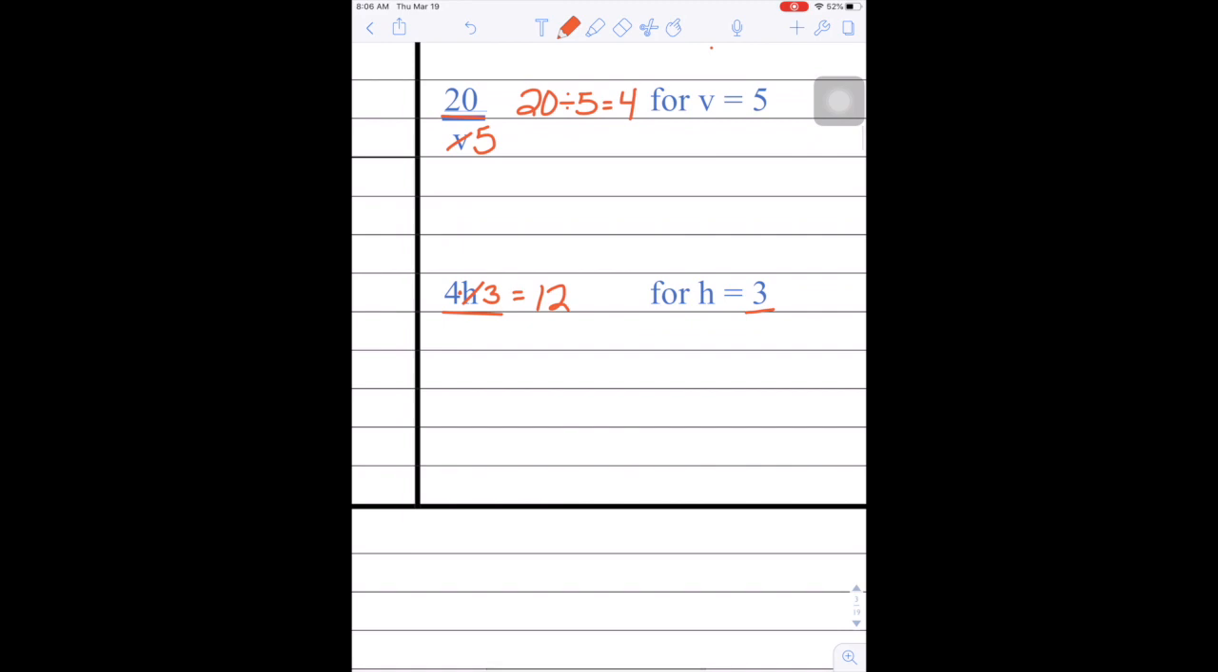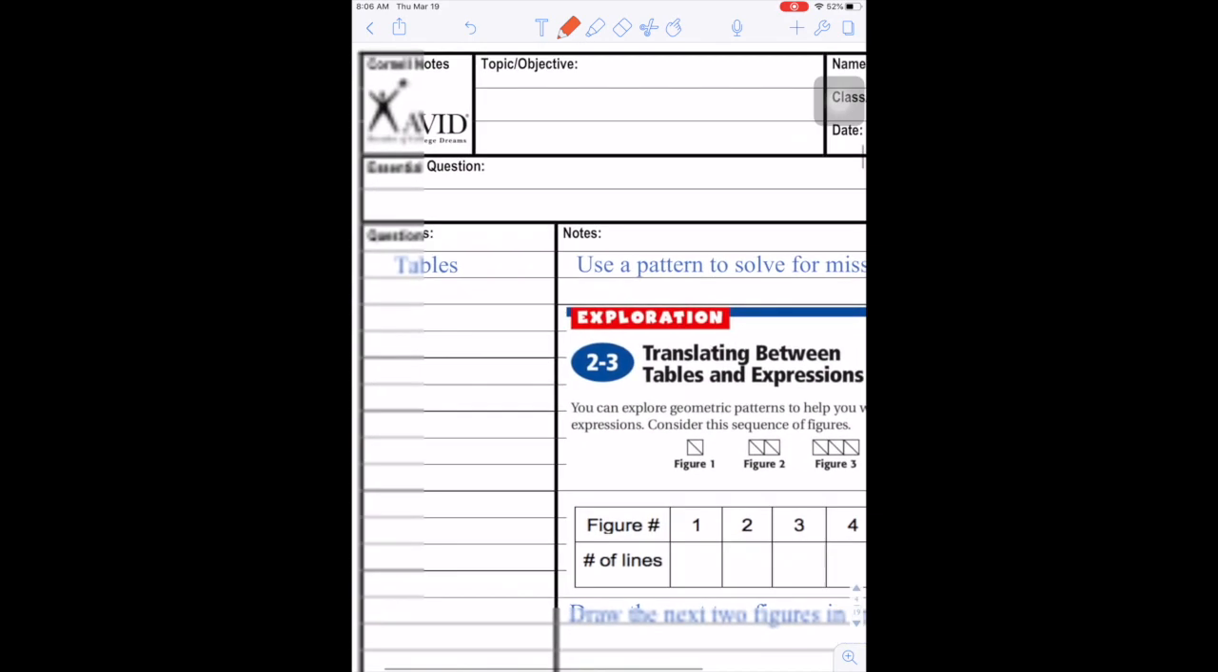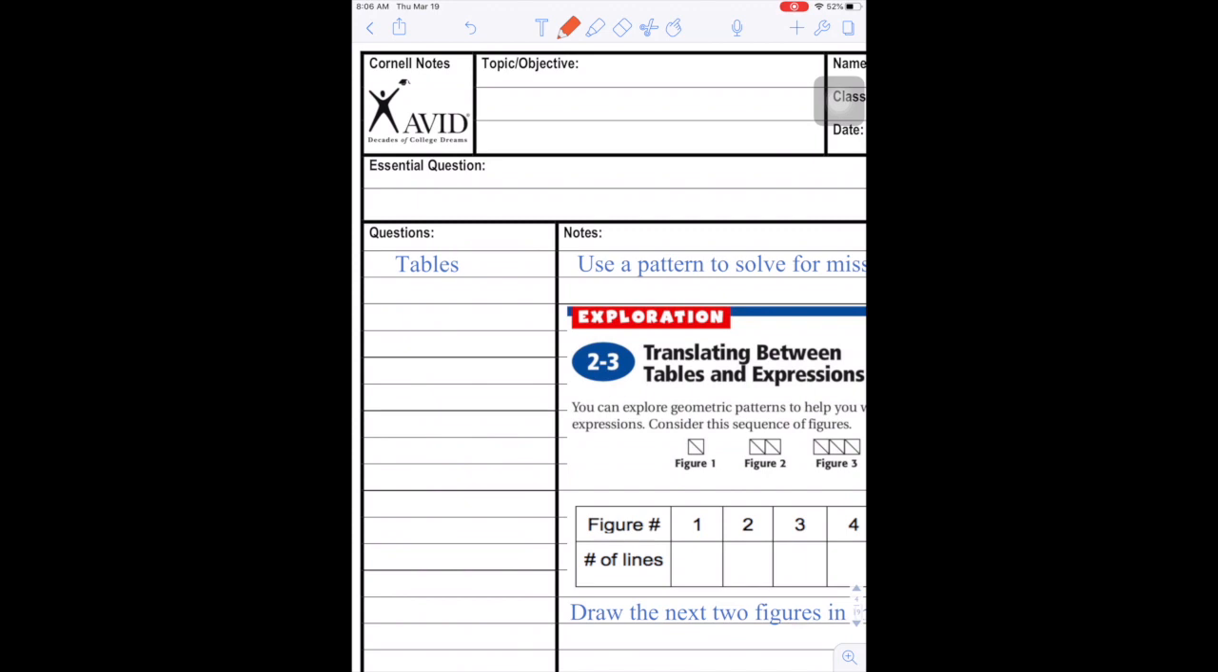So expressions are pretty easy when they're just straight up expressions. What we're going to also get into is expression tables. And that's being able to find a pattern and figure out what the pattern is to solve the table.